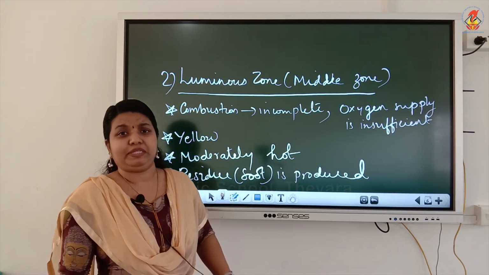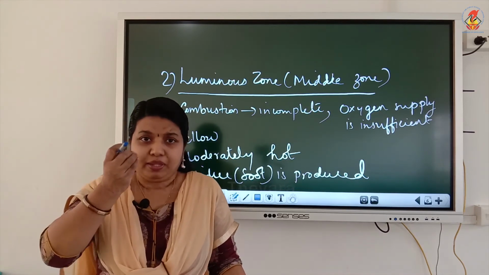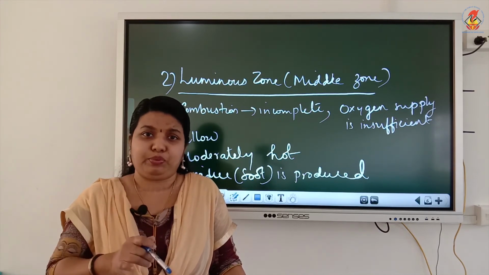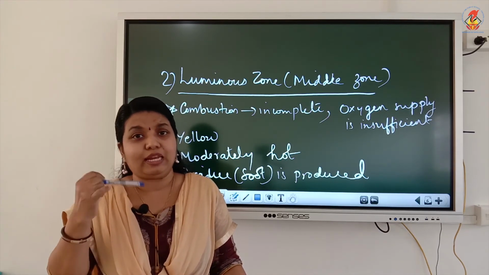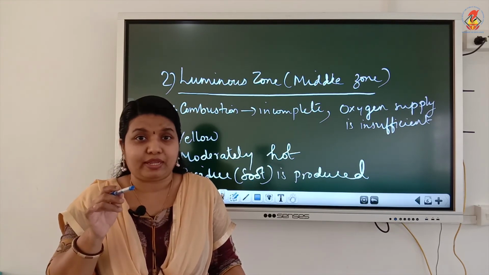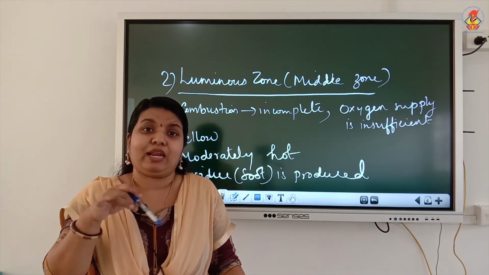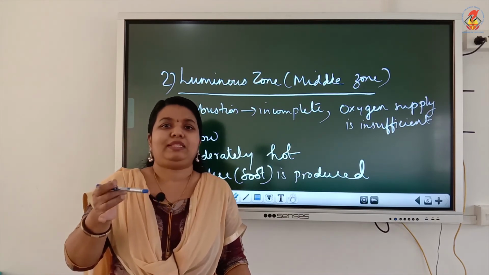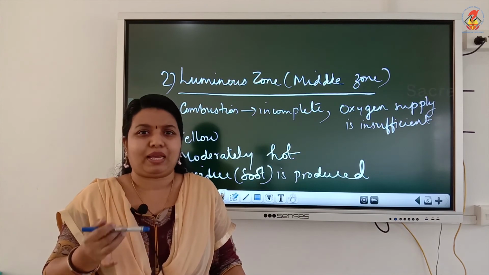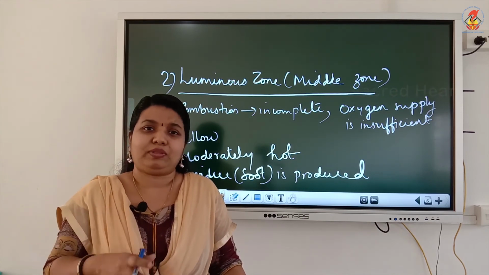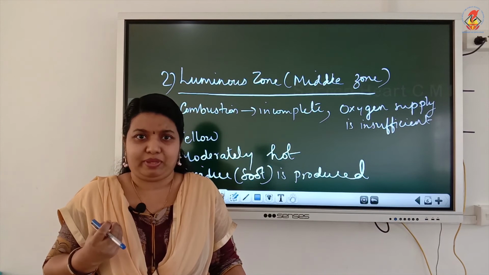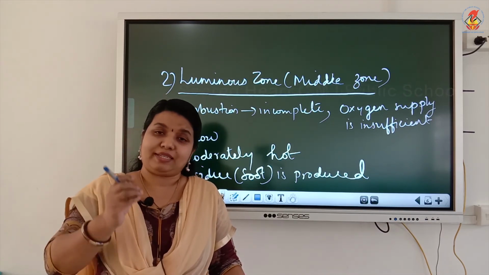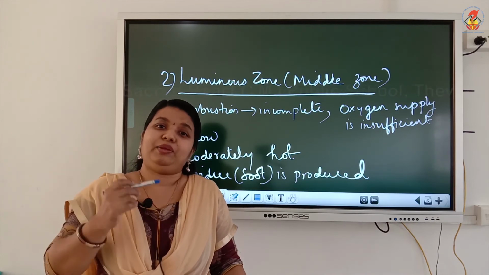Sometimes in an LPG gas stove, you might have seen a yellow flame in the burner. The expected color of the flame is blue, but sometimes you can see a yellow flame coming. What's the reason for that? In the burner there are air holes. Sometimes these air holes may get blocked. Some curry or some other particle may block the air hole, so enough oxygen will not be there. The fuel will not get enough oxygen to burn, so combustion will be incomplete and you will get a yellow flame.